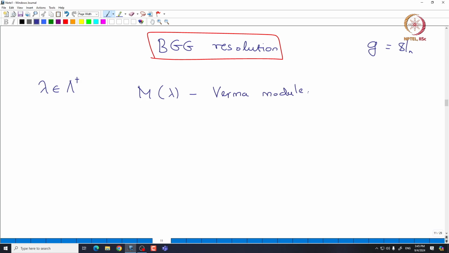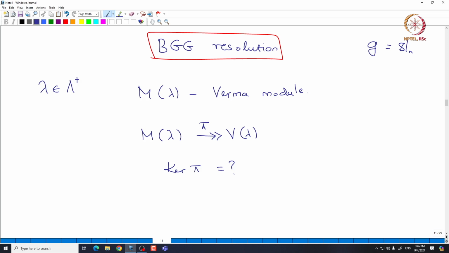We know that for dominant weights, the irreducible module is indeed a quotient of the Verma module. So, this is something we know. What we want to understand is what the kernel of this map, this quotient, will be. We want to understand the kernel very explicitly, and the kernel is going to tell you what the second term in the BGG resolution will be.